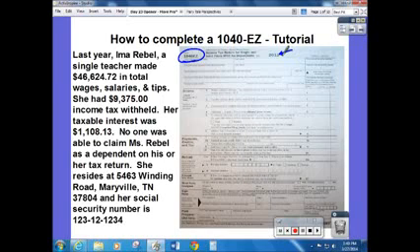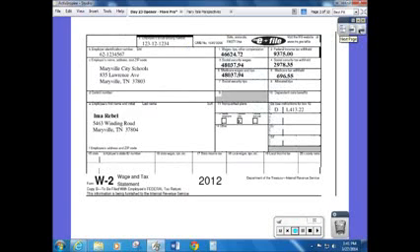She resides at 5463 Winding Road, Maryville, Tennessee 37804, and her social security number is 123121234. So where did we get these numbers? These first two numbers, the 46,000 and the 9,000 that's withheld, she got from her W-2, wage and tax statement. This is provided by the employer, and they provide it also to the Internal Revenue Service.